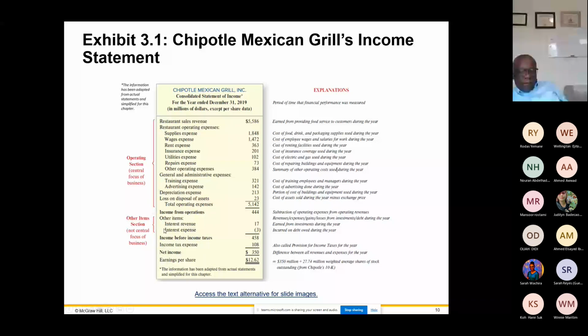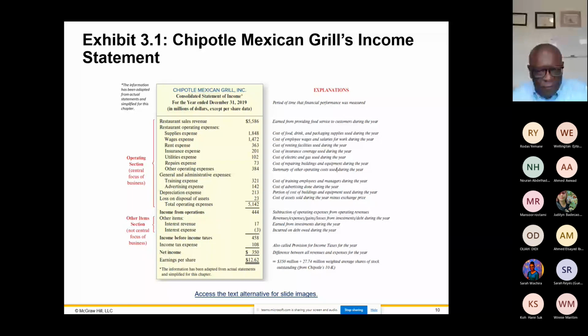Where is this one coming from, interest revenue and interest expense? Who can explain it to us? Loans. Yes, go ahead. Interest expense is from loans that they get from other banks or something. Very good. Interest revenue can be from maybe they loaned another company. I am so much in agreement with your explanation.